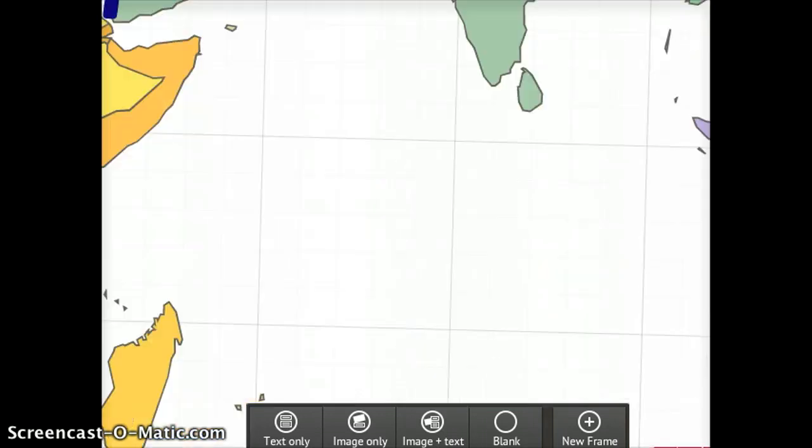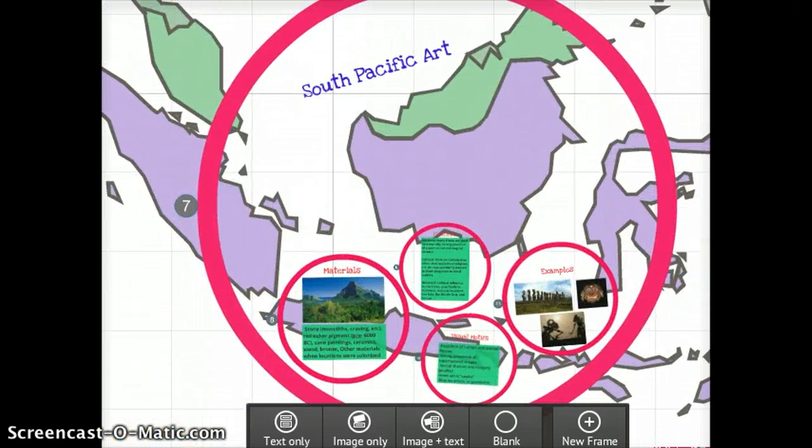Moving on to South Pacific art. Again, this is a region that encompasses a lot of different countries and a lot of different cultural histories, so there's going to be a lot of visual diversity here in the art as well, but we can still talk about what might be characteristic of some of these regions.